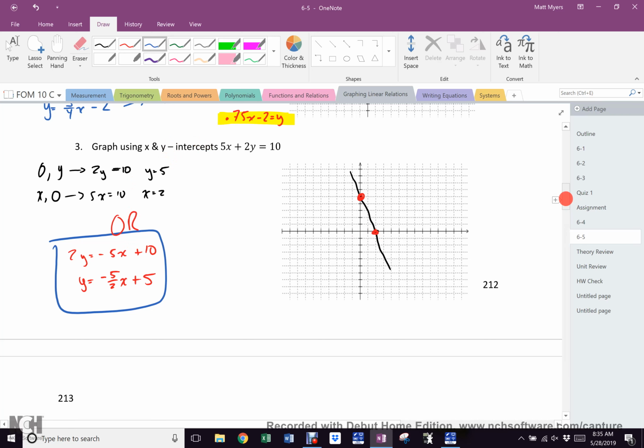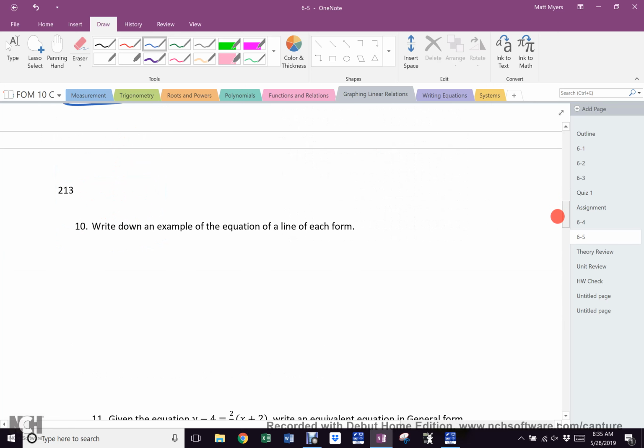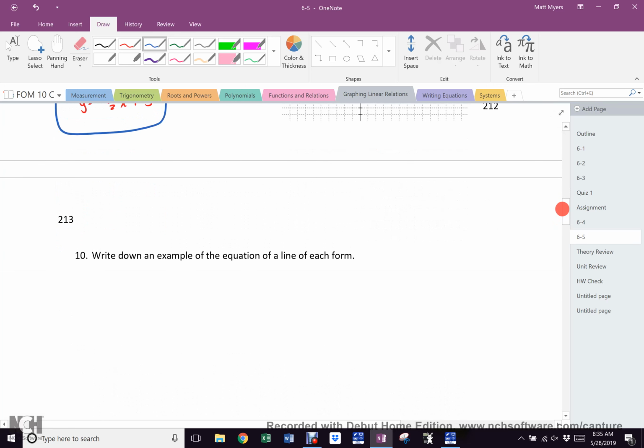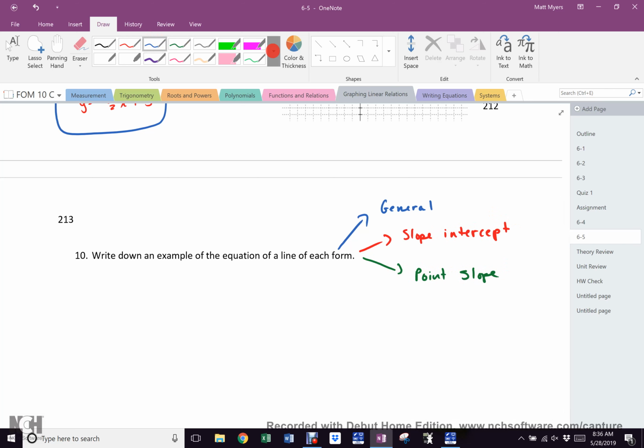Okay, let's turn over onto 213. Uh-oh, it's an unlucky question. Write down an example of the equation of a line in each form. Okay? Each form. What are our forms? General. Slope-intercept. And point-slope. And we're reminded that general has that ugly cousin, standard.